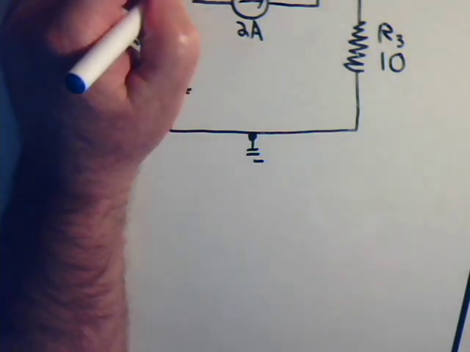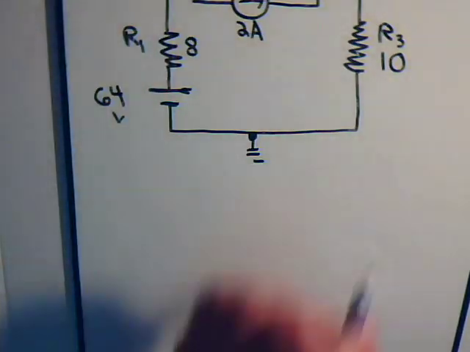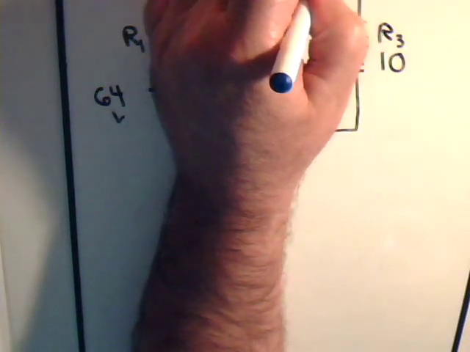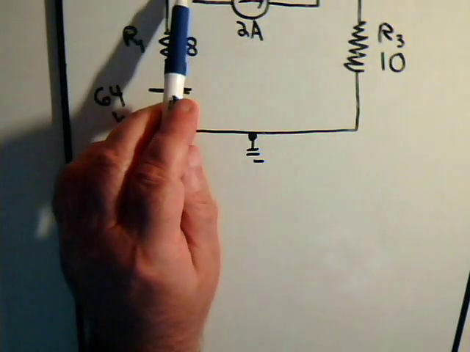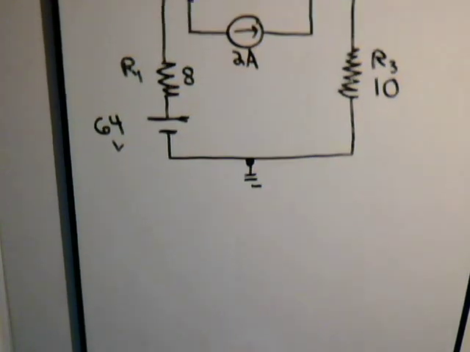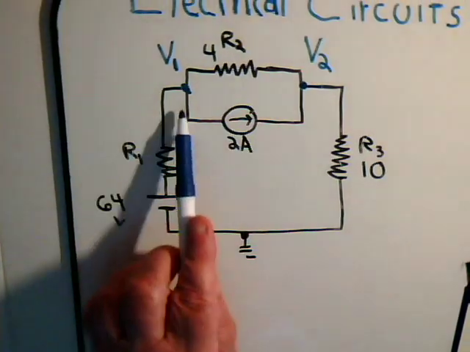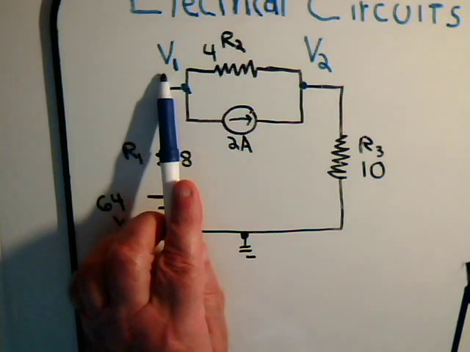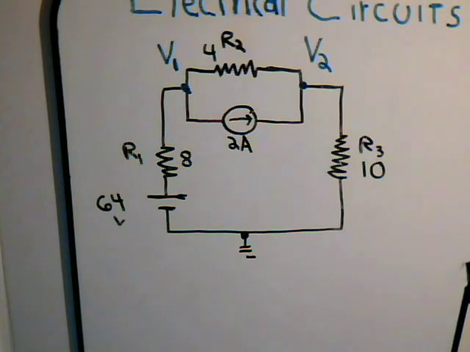So let's go back to here. This is V1. We're assigning that potential V1 and designating this potential as V2. So node 1, node 2, and down here at the bottom is node 3, and node 3 is grounded. Here is node 1 at potential V1, and node 2 at potential V2. So let's consider node 1.